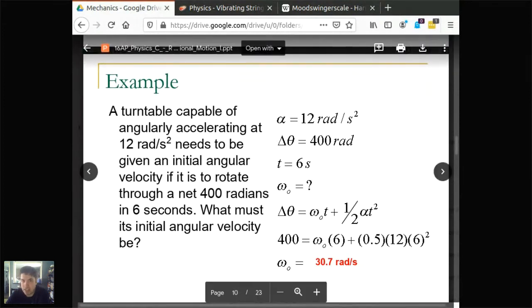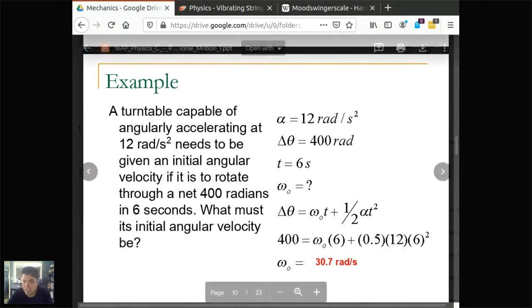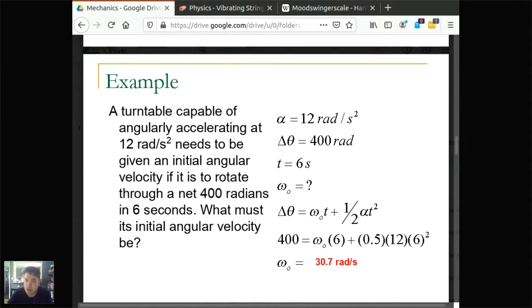So we're given a theta of 400 radians. We're given an alpha of 12 radians per second squared. We're told it's 6 seconds, and we're looking for omega naught. And just like you would at the beginning of the year, I've got an acceleration, a distance, a time, and I'm looking for an initial velocity. Jump over to the reference tables, find an equation that's going to work. In this case, theta equals theta naught plus omega naught t plus 1/2 alpha t squared, the distance one, lets you plug stuff in and solve for omega. And then we've got our answer right there.